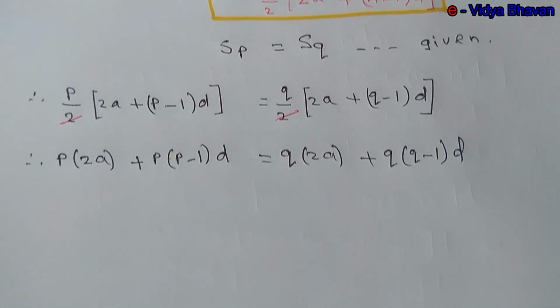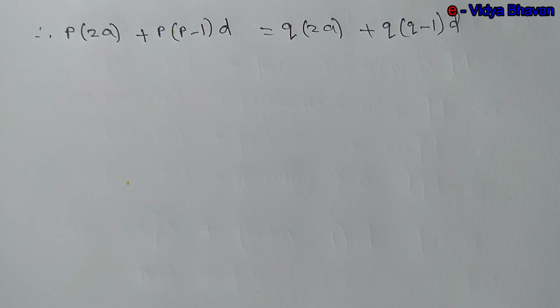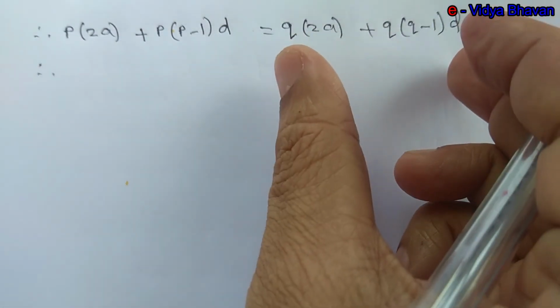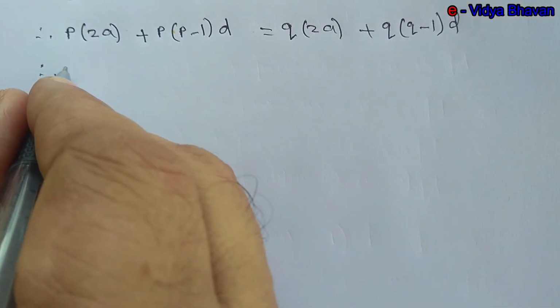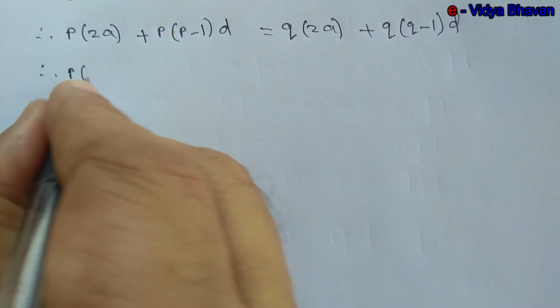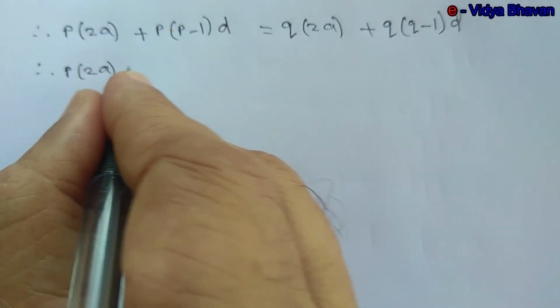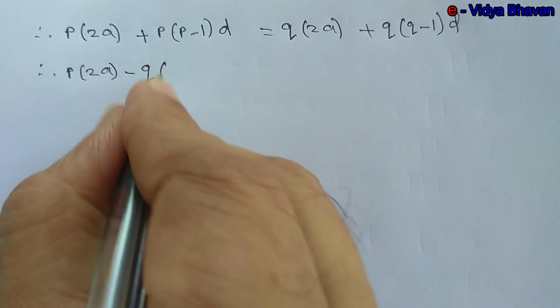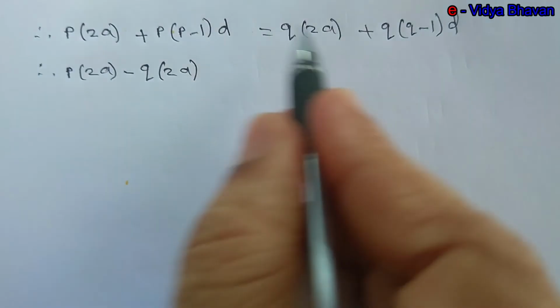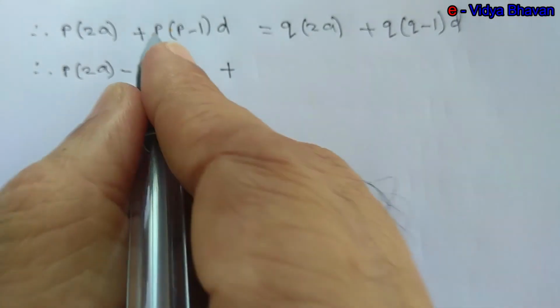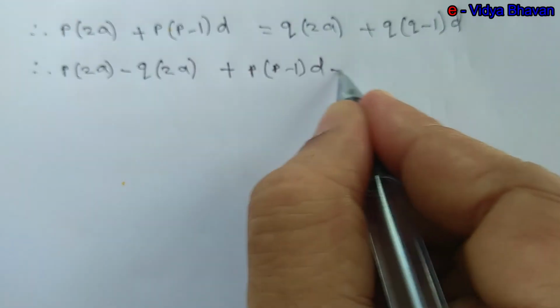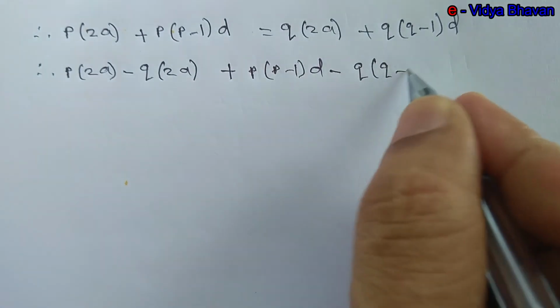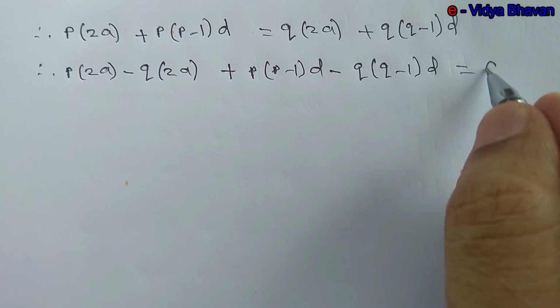Now, further we can have, let us take all the terms which are on the right hand side to the left hand side. That is, P into 2A minus Q into 2A. This and this term should come together. And this term, P into P minus 1 into D, will come on this side, will become minus, equal to 0.